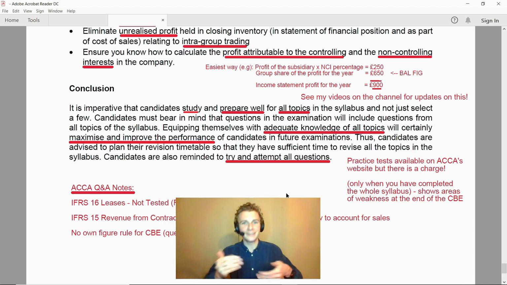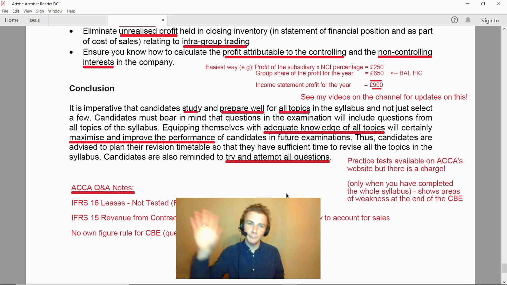Obviously, it would be more ideal to go through a question, but time is upon us. And the group share of the profit is the balancing figure, so that's the actual 650 on there. So I've tried to relate it to the points above, and again, we're only able to take the profit of the subsidiary multiplied by that NCI percentage. Keep it simple for yourself, but see my videos on the channel for other updates on this. I'll probably be doing more on that as a result.